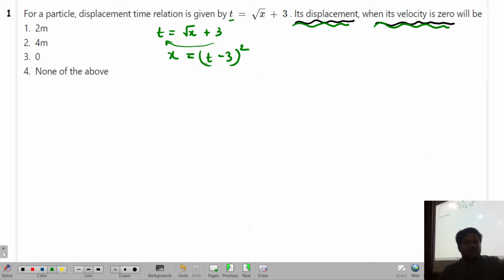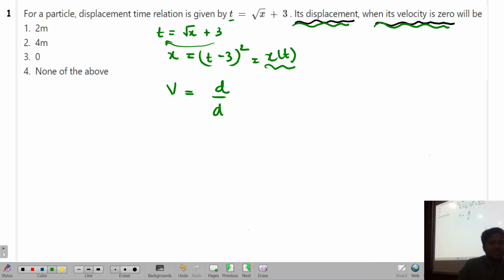Yes or no? Now look over here. Isn't the time on the RHS? So is this the equation of x of t or not? Tell me yes or no, guys. Now it is asking for the displacement of the body when velocity is 0. So first you need to understand velocity. If x is dependent upon time, what is the equation for velocity? It is equal to d by dt of x. Simple.